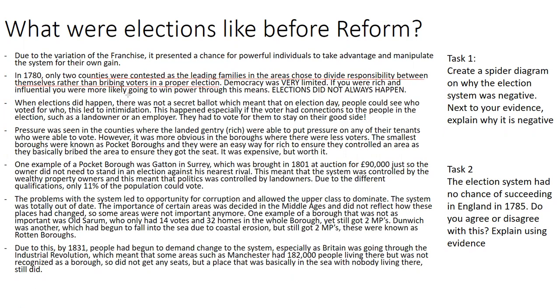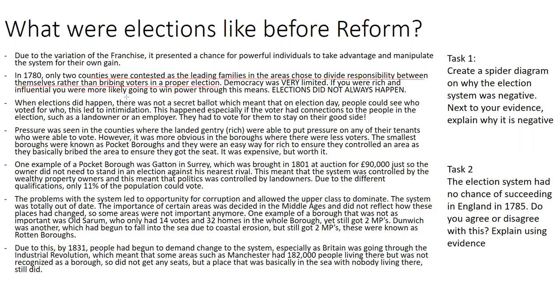One of them was probably going to win, but rather than going through a very expensive election, they decided to split it up, which suggests that democracy was very limited in the counties. If you were rich and influential, you were more likely to get power through this. So in this respect, elections didn't always happen. In counties, if you were a rich family, you could say, right, we'll split it up, we won't have an election, we'll move from there.